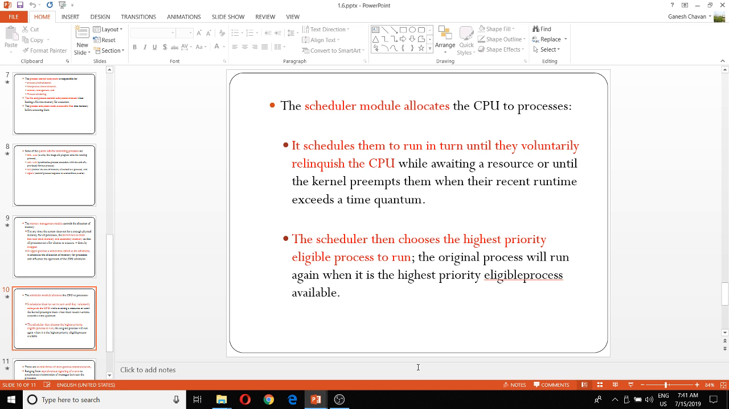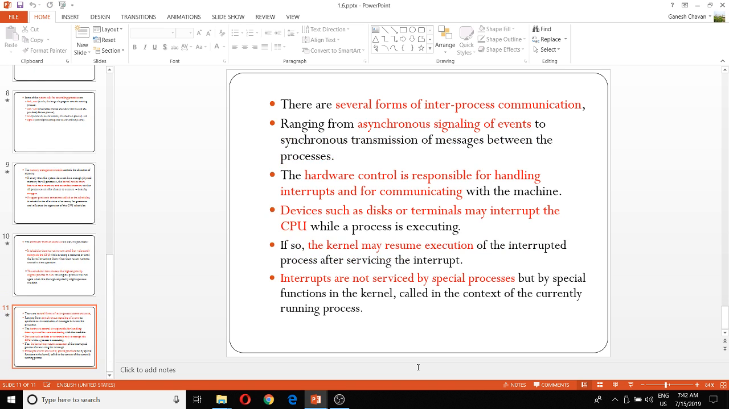The scheduler module allocates the CPU to processes. It schedules them to run in turn until they voluntarily relinquish the CPU while awaiting a resource or until the kernel preempts them. When their recent runtime exceeds the time quantum, the scheduler then chooses the highest priority eligible process to run. The original process will run again when it is the highest priority eligible process available.